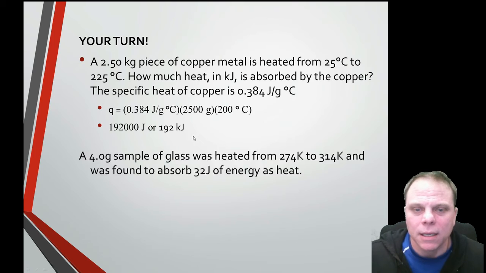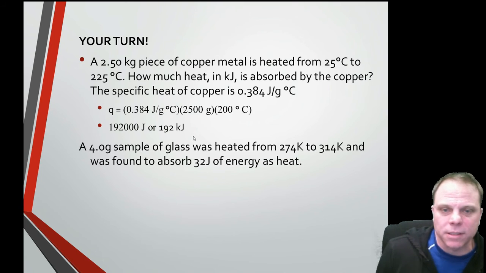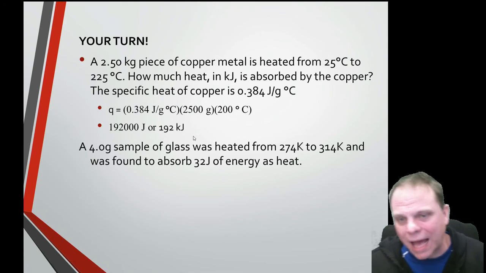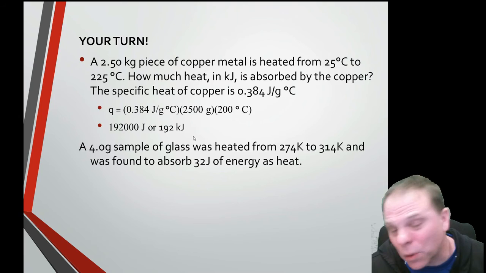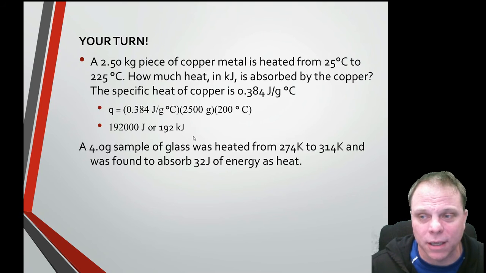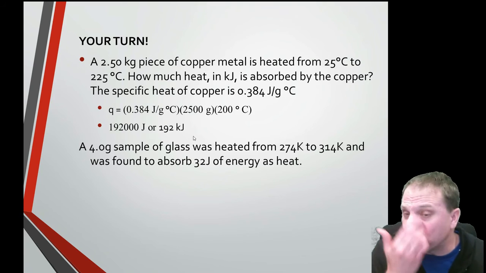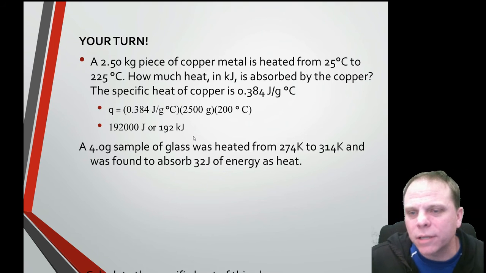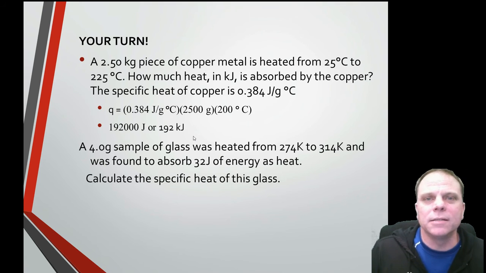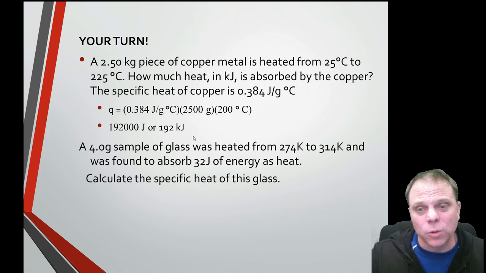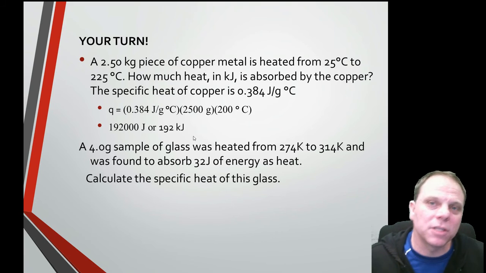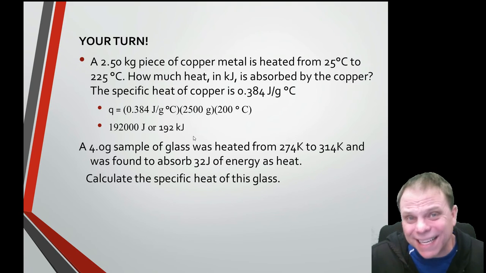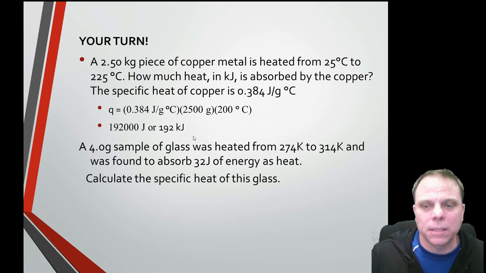All right. So let's look at this one. It says a 4.0 gram sample of glass was heated from 274 Kelvin to 314 Kelvin and was found to absorb 32 joules of heat. Now we're giving you the Q. Notice that 32 joules of heat is the Q value because it's expressed in joules. Now you're going to have to figure out the specific heat, so you're solving for C. What's the specific heat of glass?